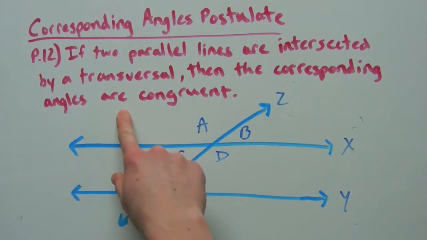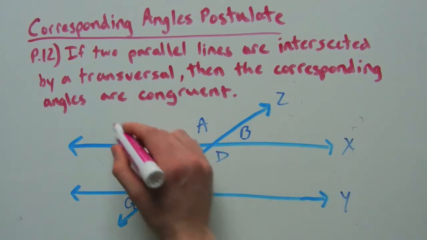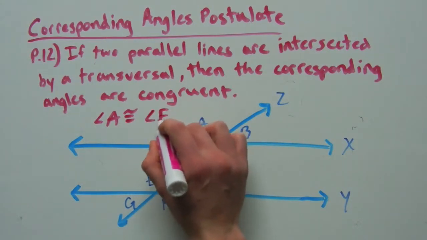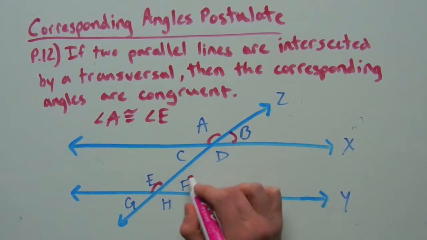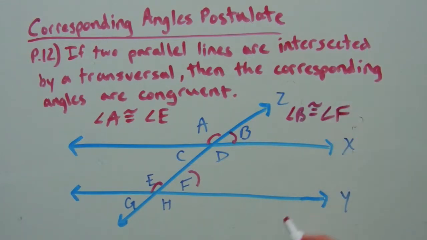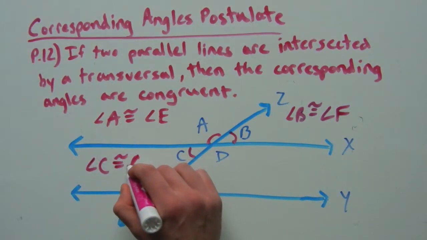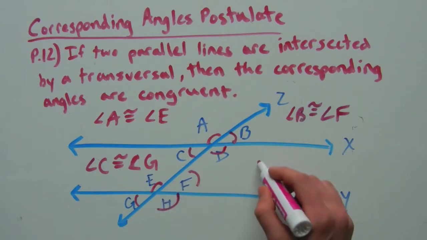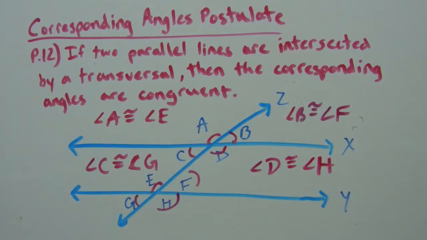The corresponding angles are congruent. So that's saying that angle A is congruent to angle E. Angle B is congruent to angle F. Angle C is congruent to angle G. And angle D is congruent to angle H. And that's what this postulate is saying.